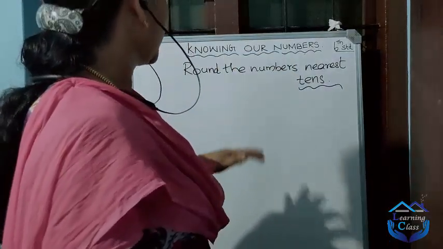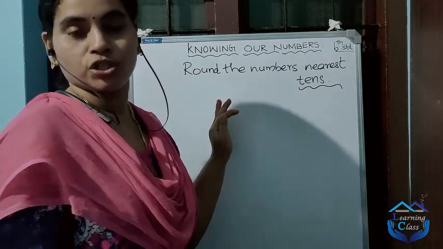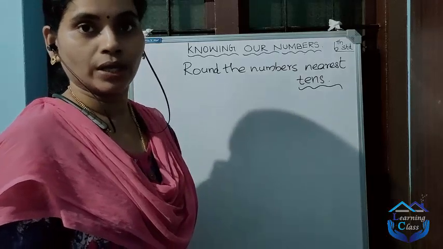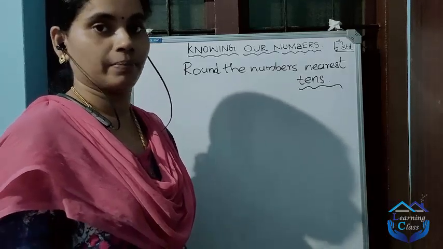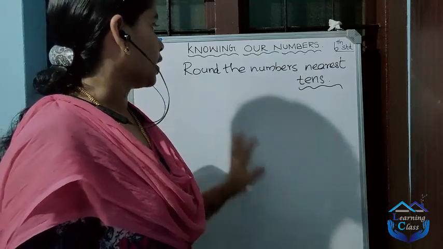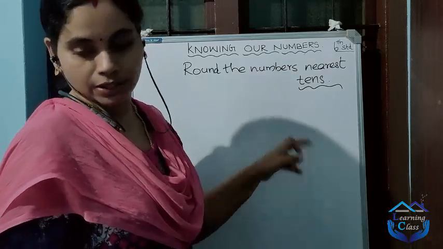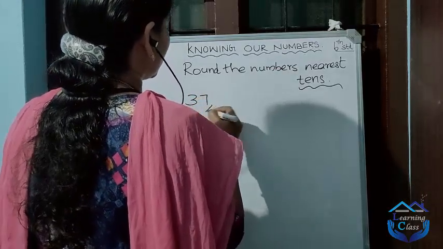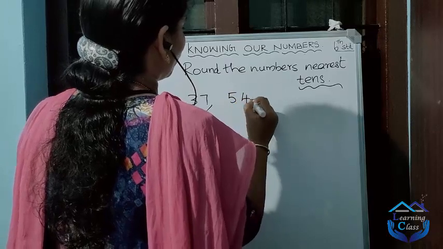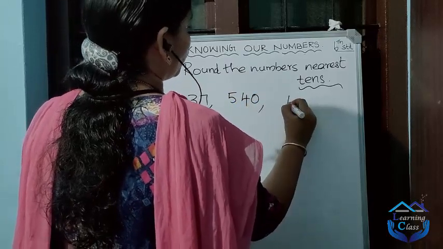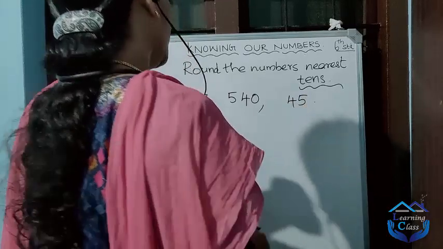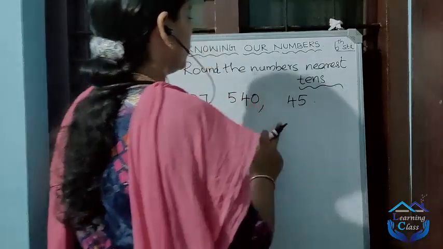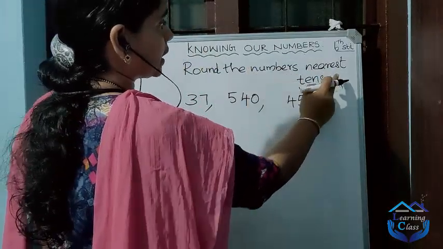Next topic is estimation. Estimation does not give an actual value. It gives an idea of that number. We are going to round the numbers to the nearest tens. Let me check with 37, 540, then 445. We are taking these three numbers, and we are going to round them to the nearest tens.